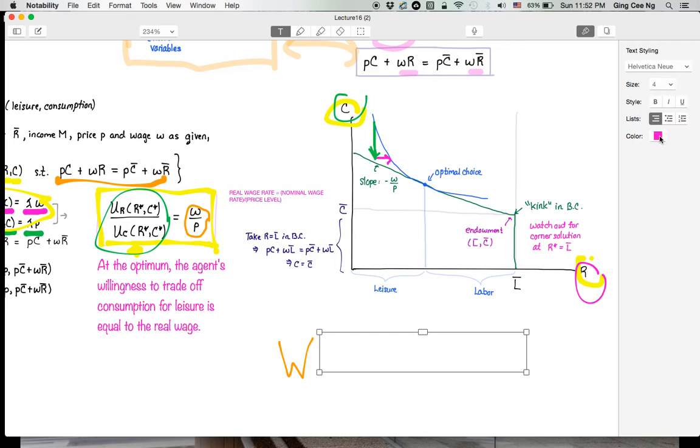So capital W is going to be your nominal wage rate, and then little w will end up being your real wage rate. When you take your nominal wage rate and divide it by the price level of all consumption goods, you get a real wage rate. And why are we saying real wage rate? Real implies that it's the wage rate that tells you something about your purchasing power.